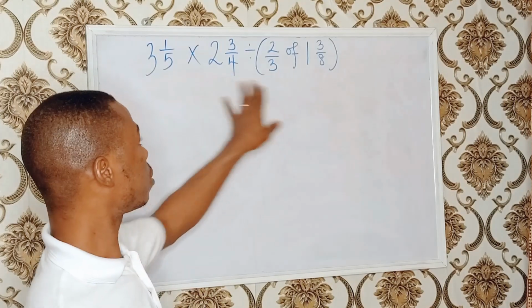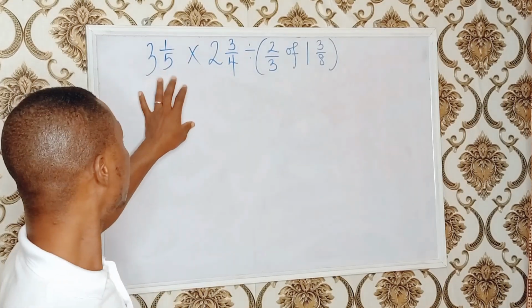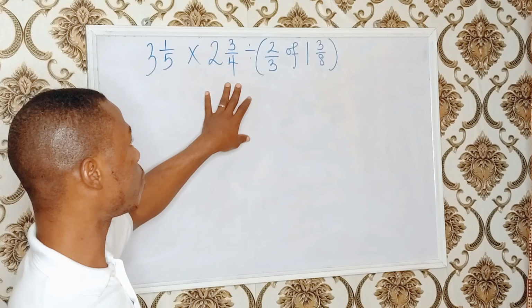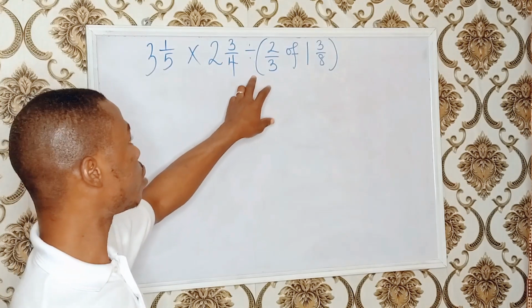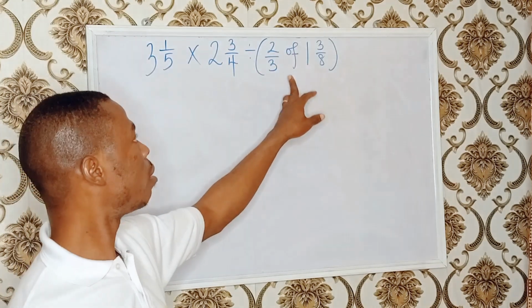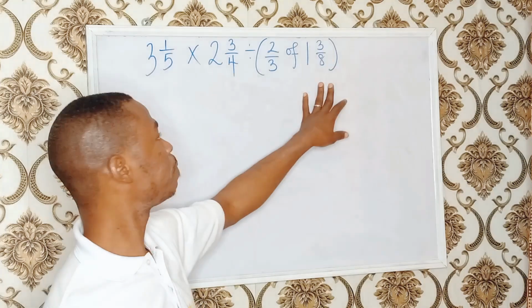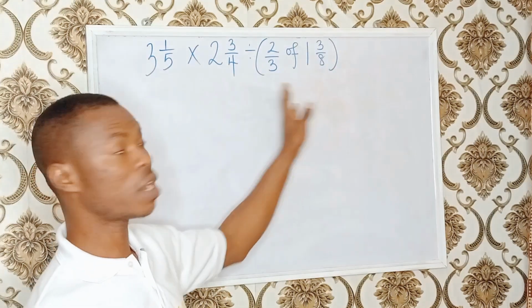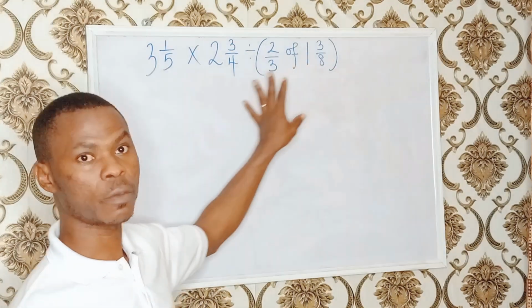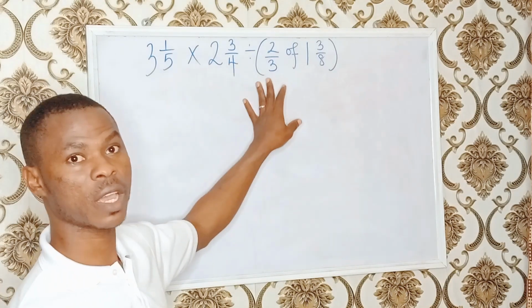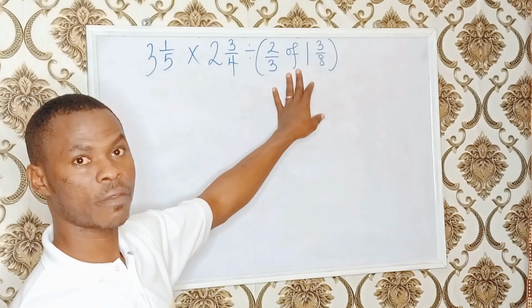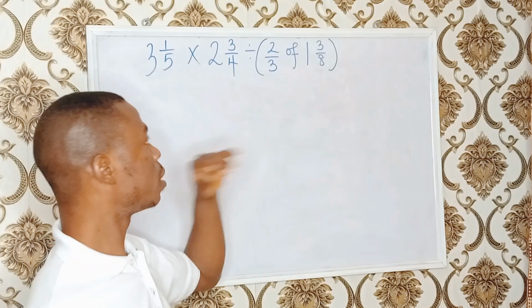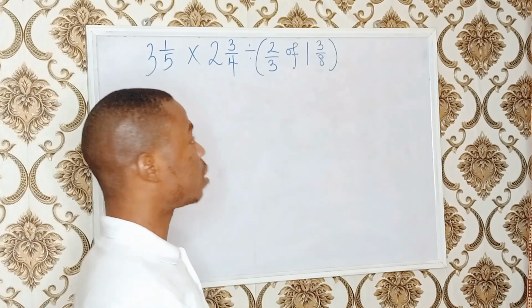Now we have this question: 3 whole number 1 over 5 times 2 whole number 3 over 4 divided by open bracket 2 over 3 of 1 whole number 3 over 8. Now, looking at this, we have many operations that we need to perform on it. We have multiplication, we have division, and of course we have of, which is multiplication as well. Now, let's deal with it.